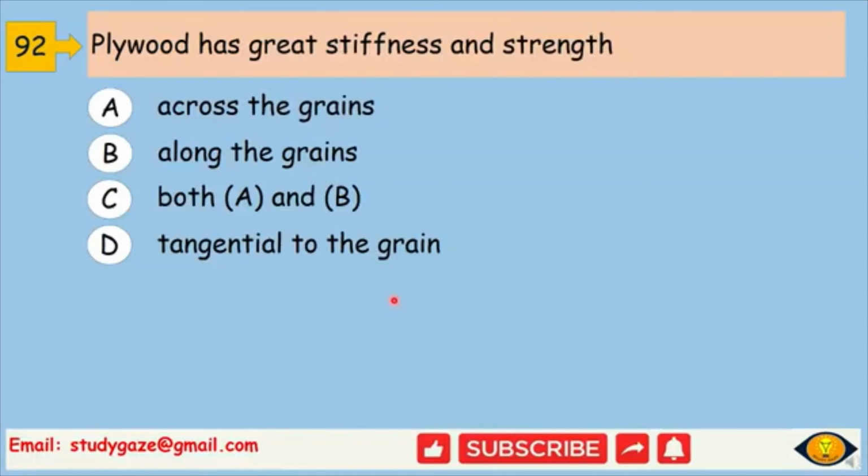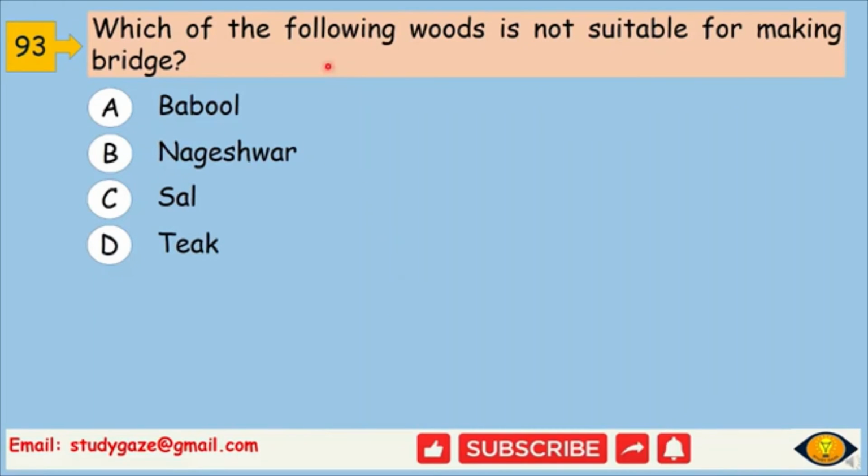92. Plywood has great stiffness and strength across the grains, along the grains, both A and B, tangential to the grain. Answer will be C, both across the grain and along the grains. 93. Which of the following woods is not suitable for making bridge? Babul, Nageshwar, Sal, teak. Answer is D, teak.